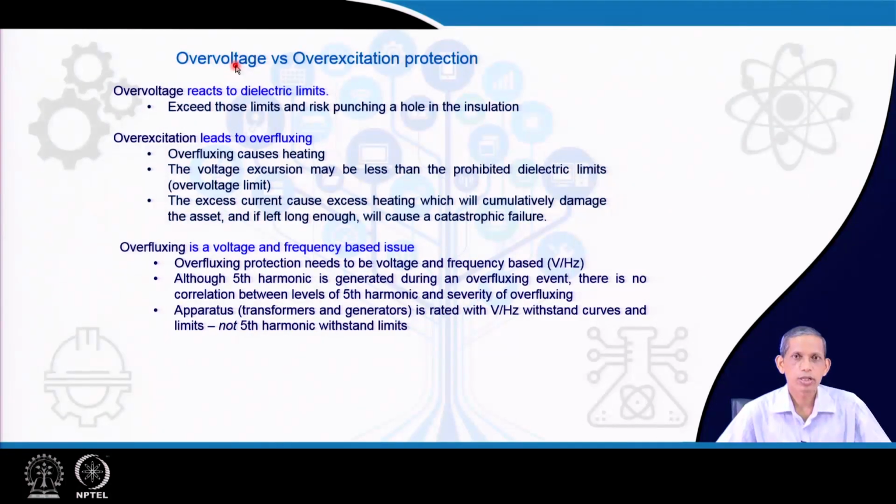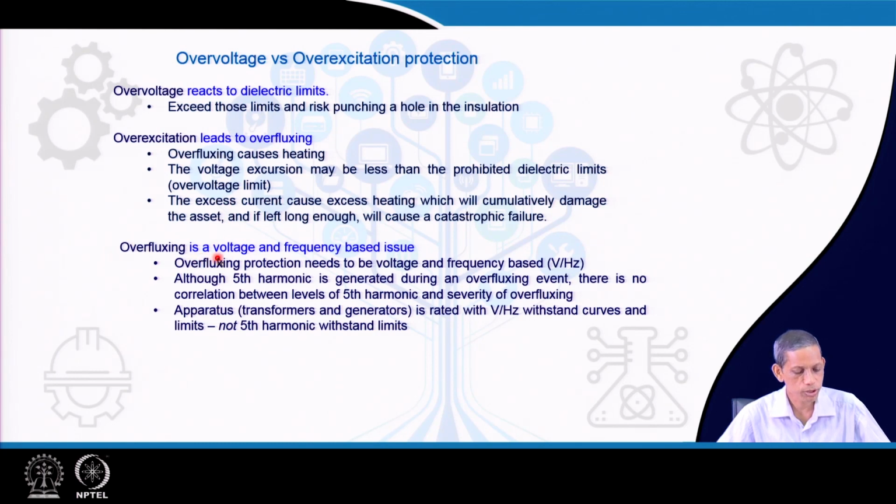Over voltage leads to stress in the dielectrics, and also leads to thermal heating, and that is a slow process, not that fast. Overexcitation also leads to overfluxing, and that also leads to heating of the transformer, and those should also be taken care of individually. Over voltage protection should be there, and overexcitation protection should also be there.